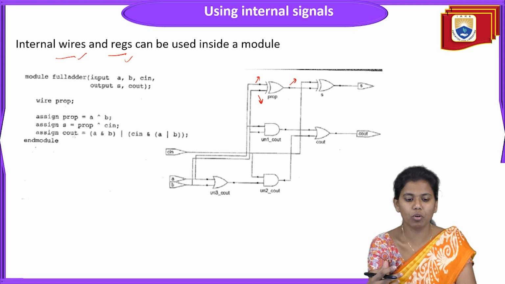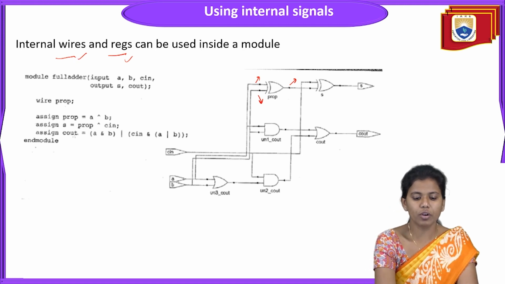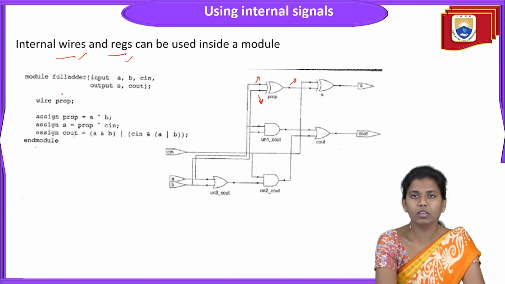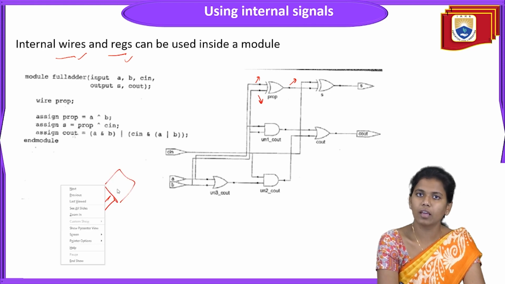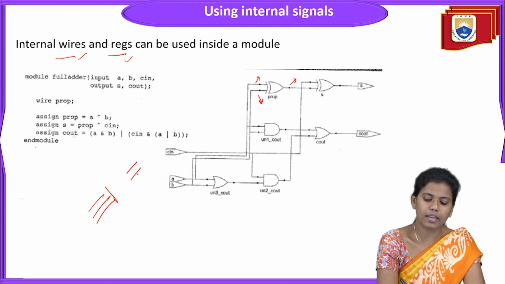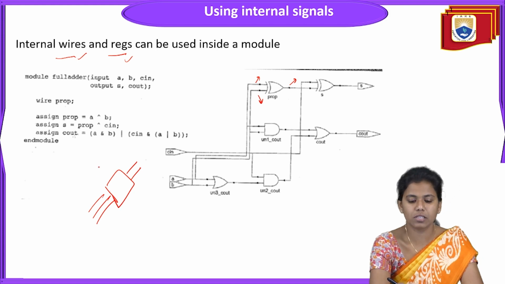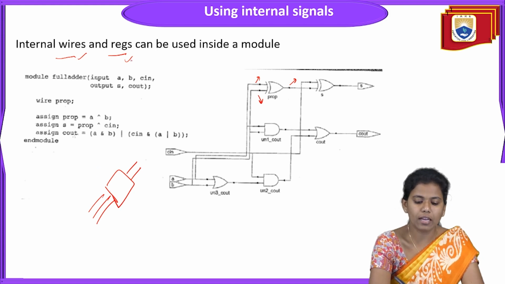Okay, this is what we know for the wires. But particularly when it comes to gate level modeling, most of the time the wire keyword will be used. So here is an example for the full adder. We all know what a full adder is. A full adder has 3 inputs, A, B, C, and we have sum and carry bits. So here: module full adder.